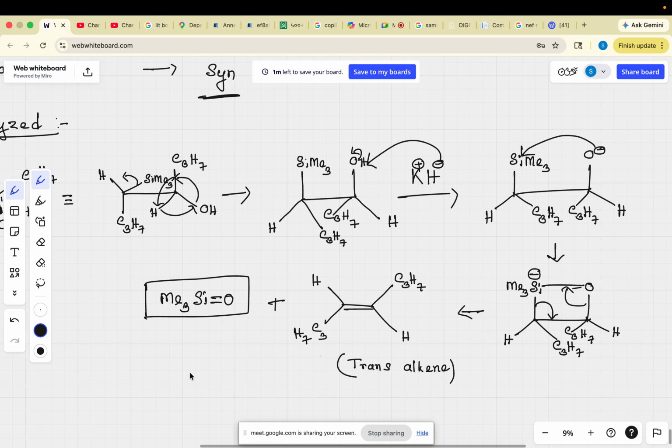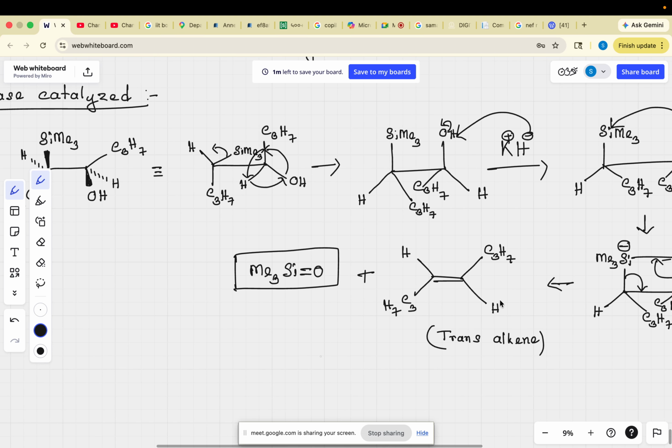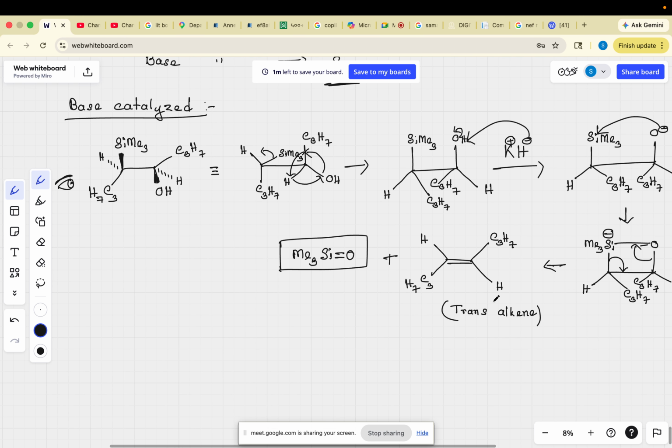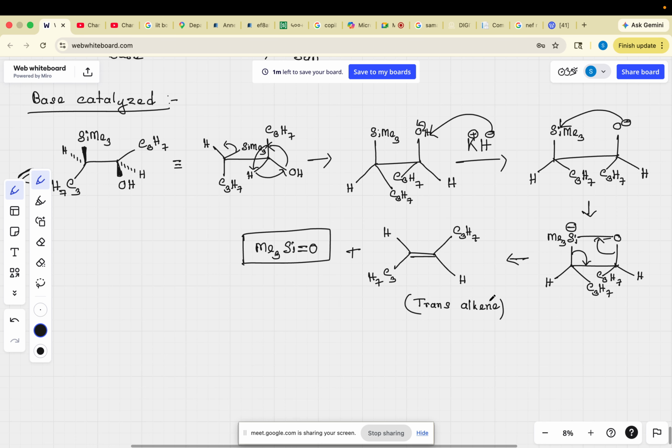Silicon charge will be neutralized, no? This bond is breaking to here, right? Yes. Clear, done. Understood? Any doubt in this mechanism? Yes, sir. Silicon charge will be neutralized? This bond is breaking, so carbon is getting negative charge, silicon is getting positive charge. Already it has negative charge, so negative and positive are becoming neutralized. Clear?